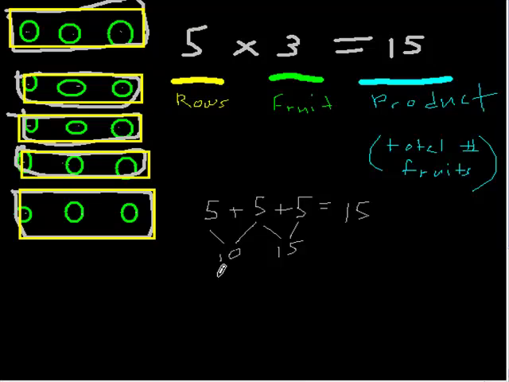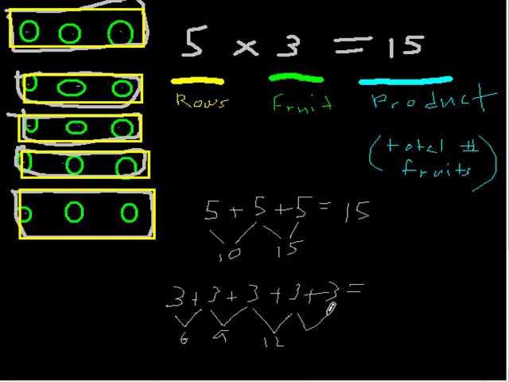And to verify this still, I can add 3 to itself a total of 5 times. 3 plus 3 plus 3 plus 3 plus 3. And 3 plus 3 is 6, plus 3 is 9, plus 3 is 12, and 12 plus 3 is 15. So my final answer is 15.